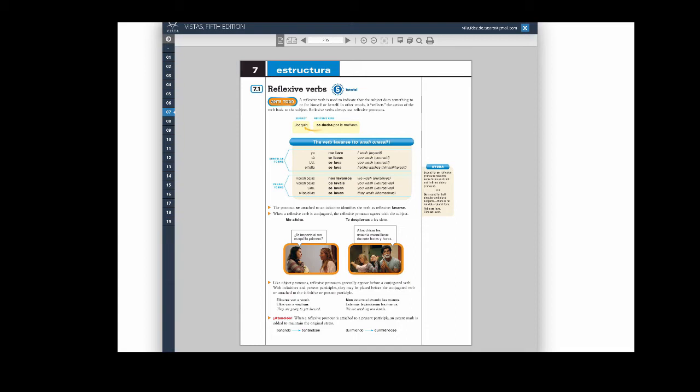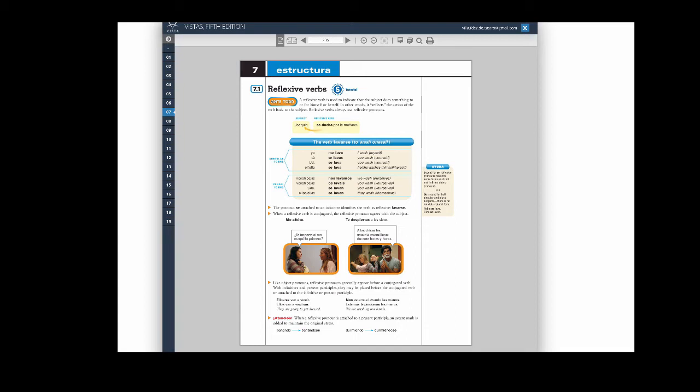So when the reflexive verb is conjugated, the reflexive pronoun agrees with the subject. That means that because you are the one to do the action to yourself, you are washing yourself, they will both be referring to you. So yo me lavo, tú te, usted se. See, so they are the pronouns referring to the same person.